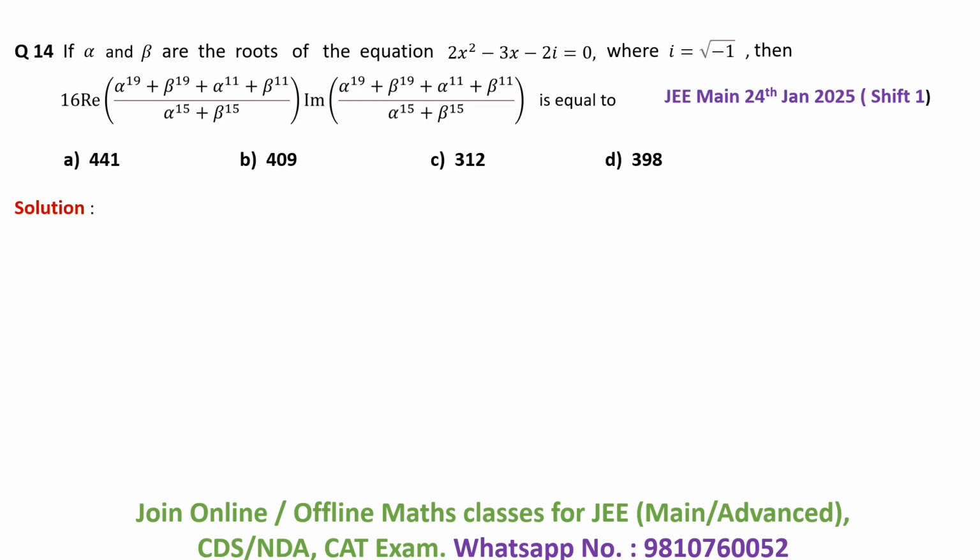Now we move towards the next question. Now students, this is really a challenging problem on complex numbers. It says if alpha and beta are the roots of the equation 2x² − 3x − 2i = 0, where i is equal to the square root of −1, then we have to evaluate the expression 16 into the real part of (alpha^19 + beta^19 + alpha^11 + beta^11) divided by (alpha^15 + beta^15), into the imaginary part of (alpha^19 + beta^19 + alpha^11 + beta^11) divided by (alpha^15 + beta^15).